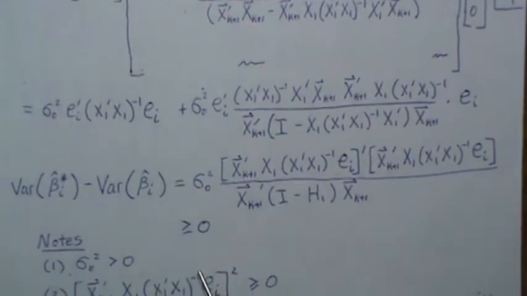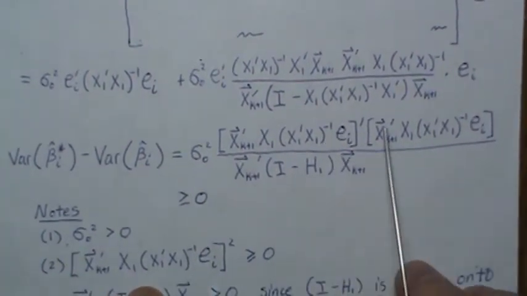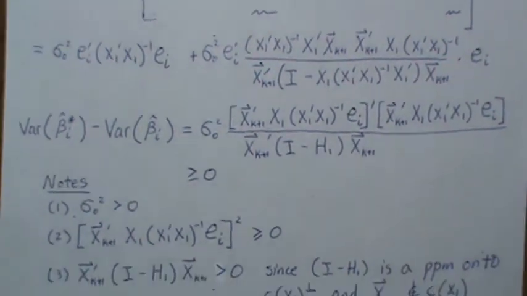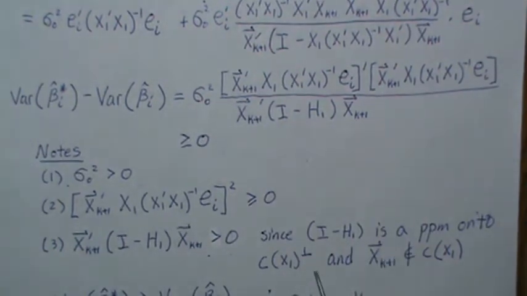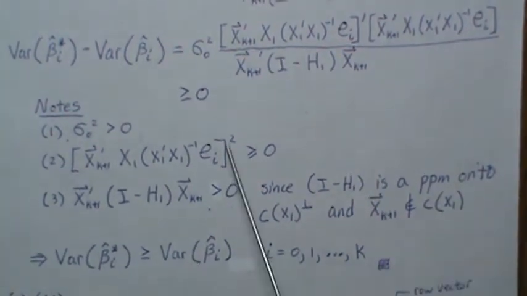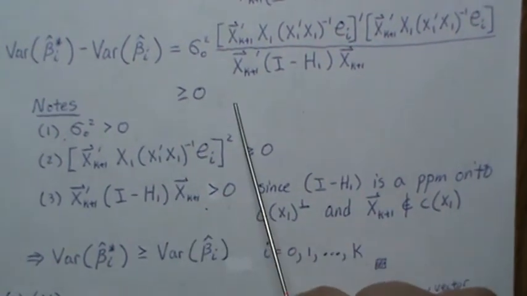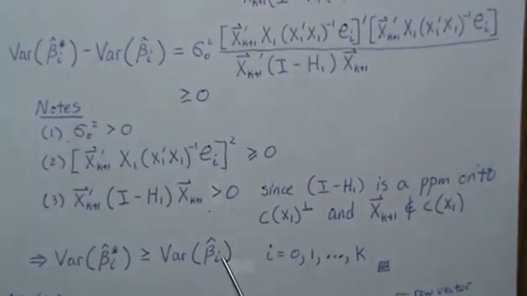Okay, and then I provide some additional insights. This is positive. This number, when it's squared, is positive. This is positive, and it's because it's a perpendicular projection matrix on the orthogonal complement, but that extra regression variable is not a part of this column space, so it's positive. So that implies when we add this to the other side, we get this. So the variances of the regression parameters for the overfit model are always bigger than those of the true parameters.